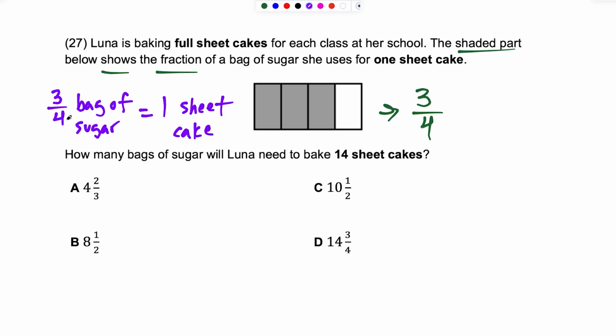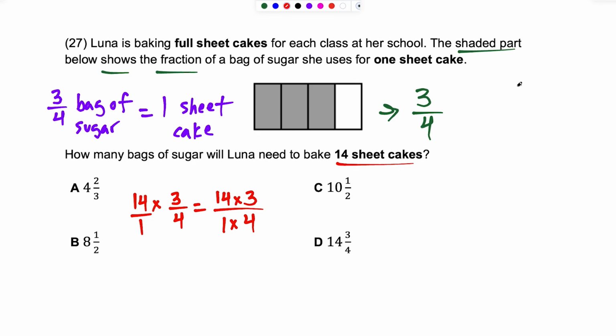Well, if it takes 3/4 of a bag of sugar for 1 sheet cake, for 14, we could multiply. So now we're going to do 3/4 times 14. I'll do that over here: 14 times 3/4. When you're multiplying fractions, you multiply the numerators together and the denominators together. Since 14 is not in fraction form, I could write 14 as a fraction, 14 over 1. Now we do 14 times 3, multiplying the numerators together, and then we divide by the product of the denominators, 1 times 4.